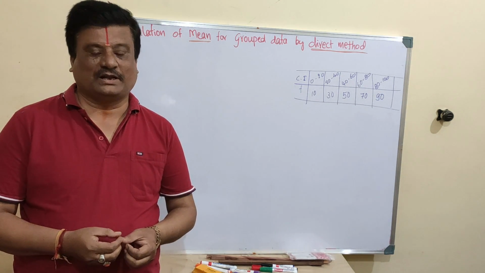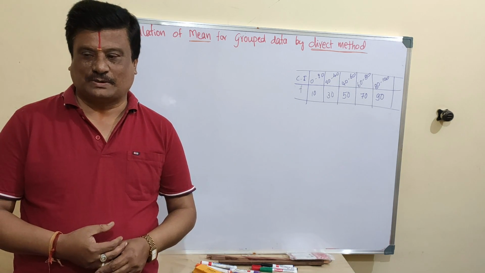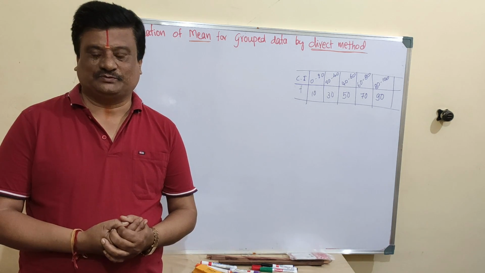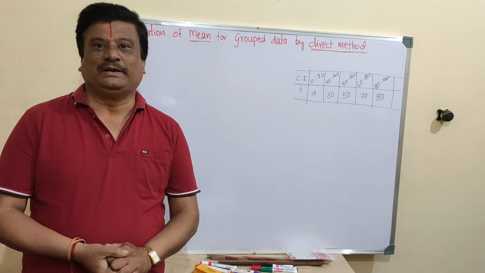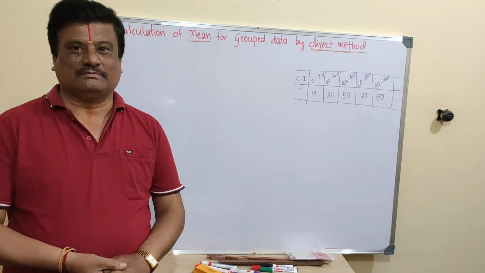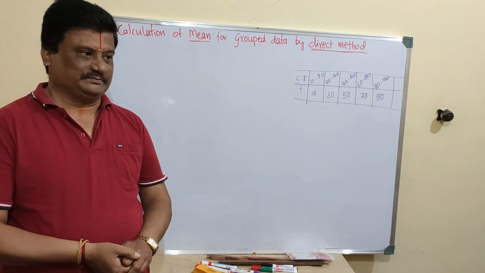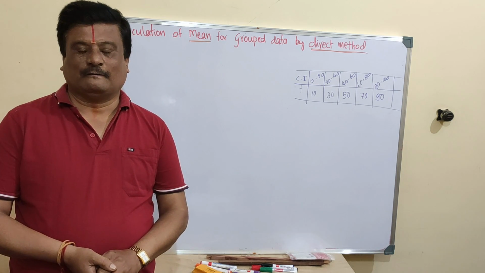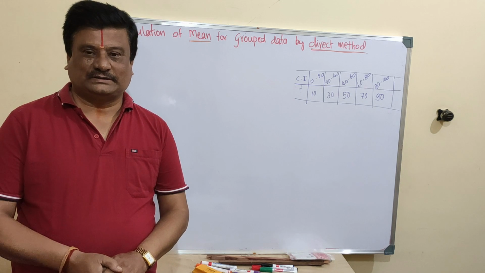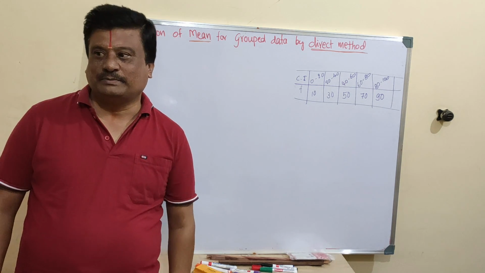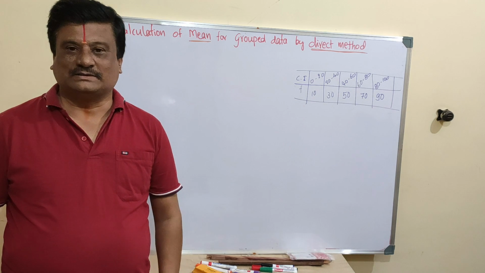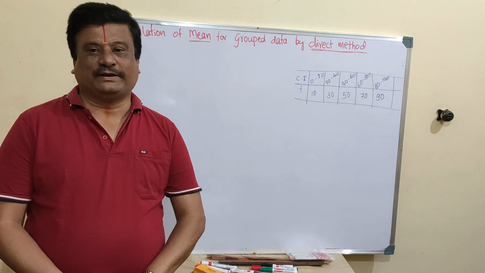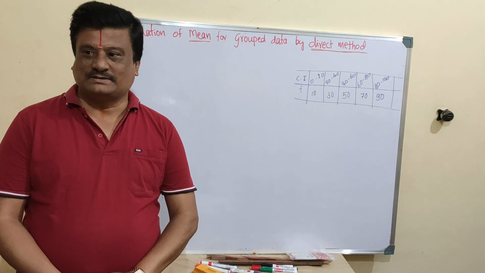Let us learn how to calculate the mean for grouped data. As you know, mean, median and mode are the measures of central tendency. Here we can calculate the mean by three methods: the direct method, the assumed mean method, and the step deviation method. Whichever method we use, the final answer for the mean will be one and the same.